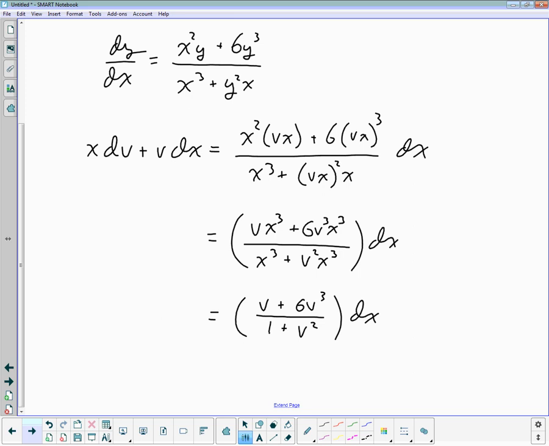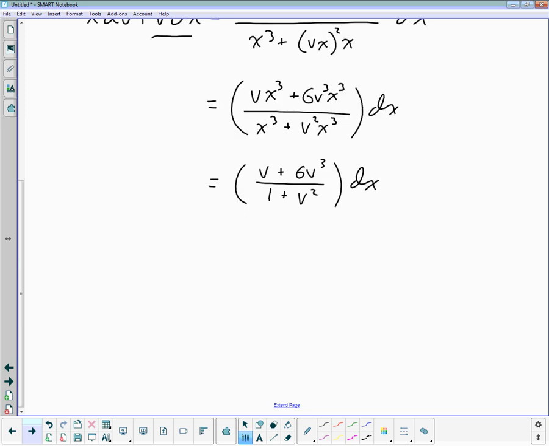Next, let's get all my dx's over to the one side. So we're going to move this v dx term over to the left. We're going to have to get a common denominator and go from there. So we have x dv is equal to e plus 6v cubed over 1 plus v squared, minus v.